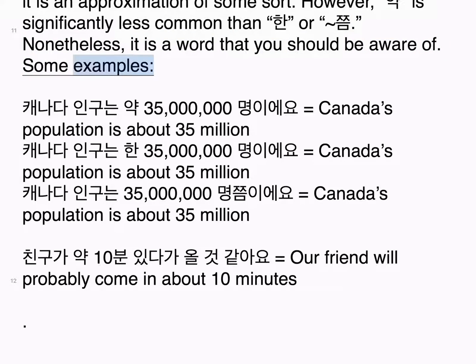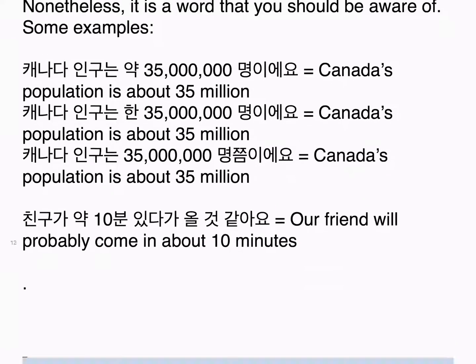Some examples. 캐나다 인구는 약 3,500만 명이에요. Canada's population is about 35 million. 캐나다 인구는 한 3,500만 명이에요. Canada's population is about 35 million. 캐나다 인구는 3,500만 명쯤이에요. Canada's population is about 35 million. 친구가 약 10분 있다가 올 것 같아요. Our friend will probably come in about 10 minutes.